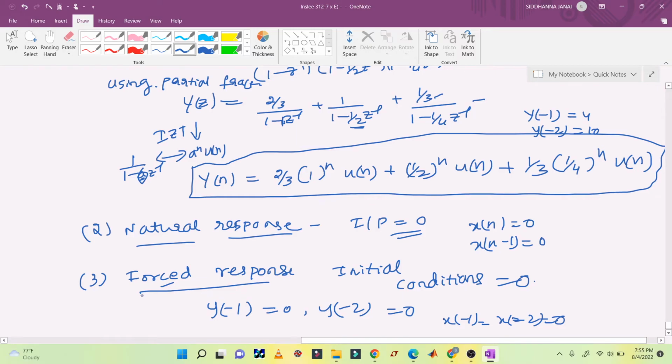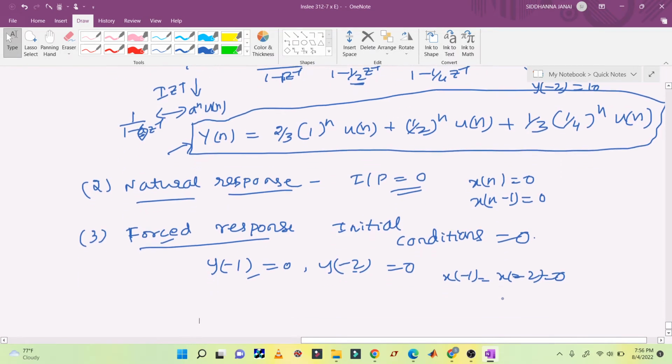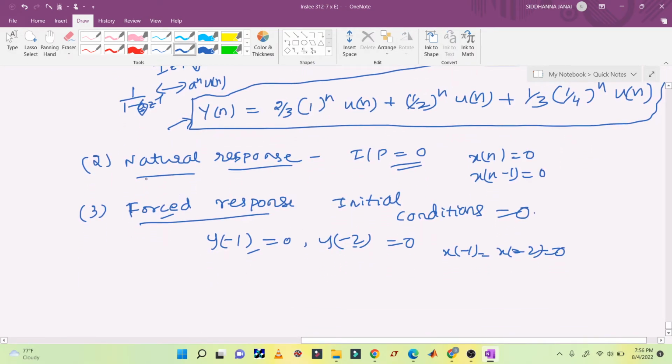So this is what we were dealing with in the previous few problems, not the immediate previous problem, but day before yesterday. When we started with inverse Z transform, we were dealing with forced response only, considering y of minus 1, y of minus 2 and all other initial conditions as 0. So remember these 2 points.